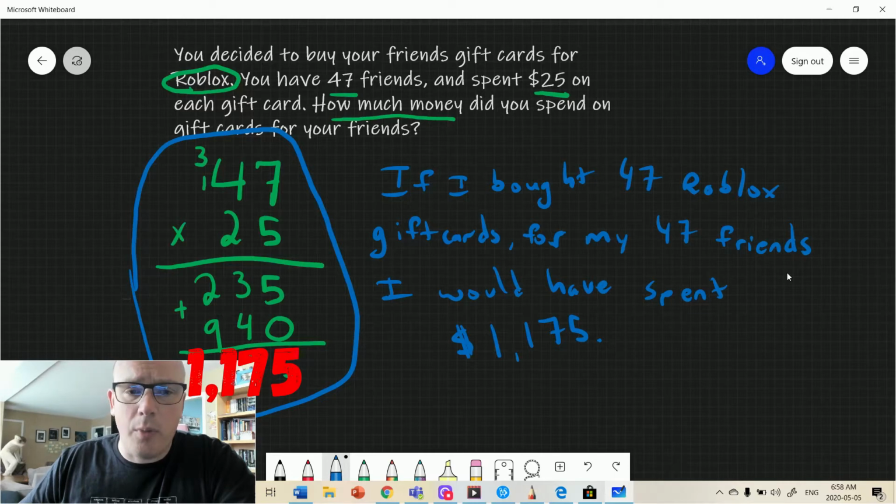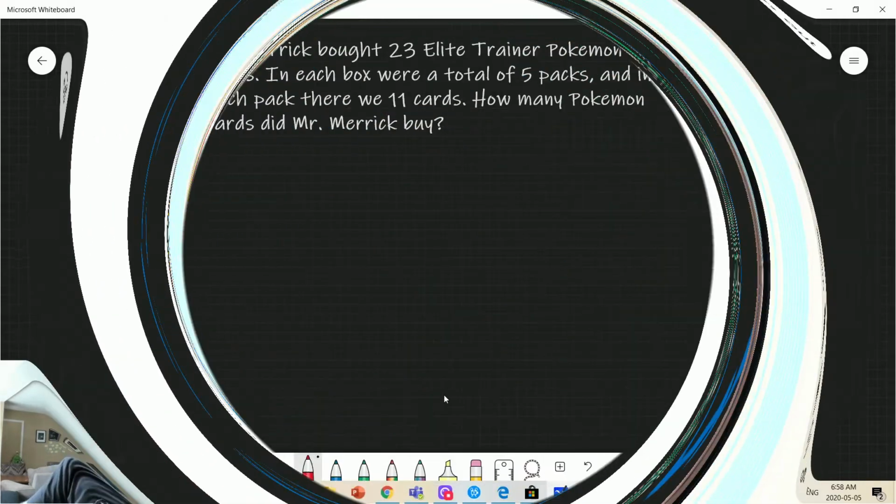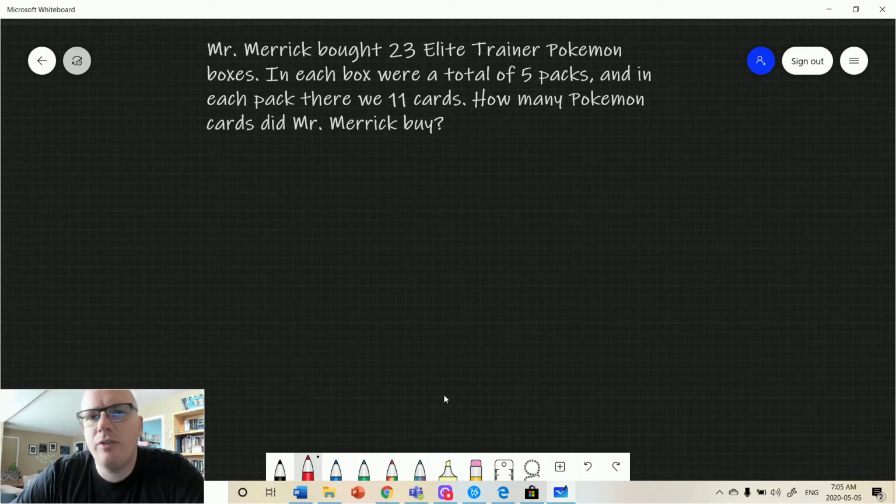So, we've done the math, we used the standard algorithm, and we've written it in a sentence. This is how we solve a word problem. All right, in question 2, we're going to use the window method to solve it.